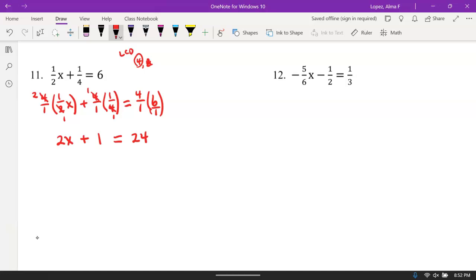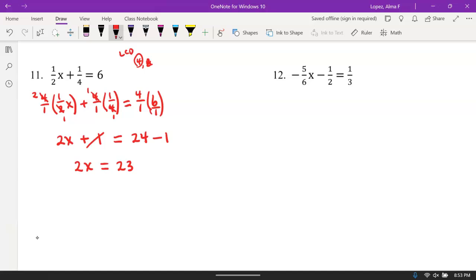Now it is a much nicer problem. I'm going to start by getting the x's all by themselves on the left. When I move the positive 1 over the equal sign over to the other side, I get a negative 1. So now I have 2x is equal to 24 minus 1. Got to clean up. That's going to be 23.